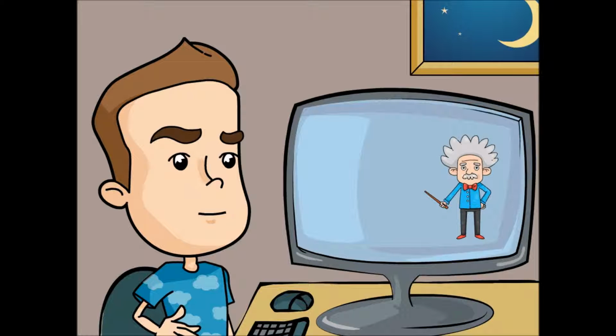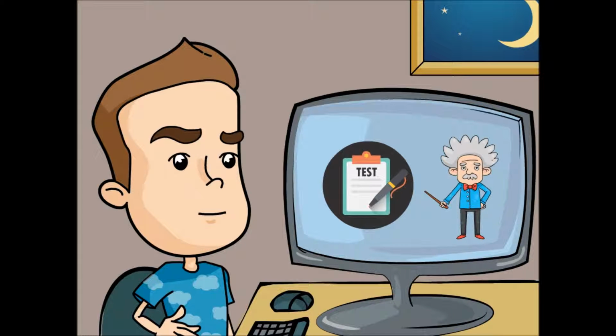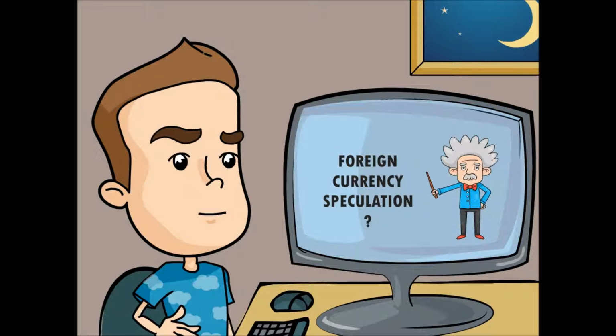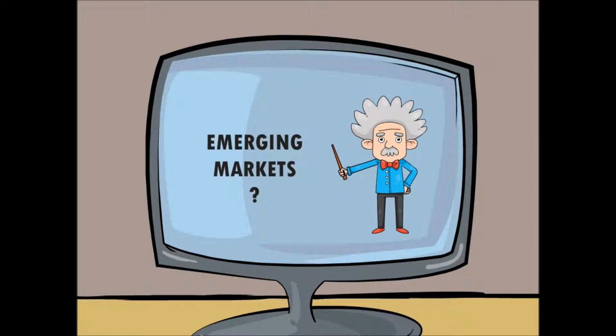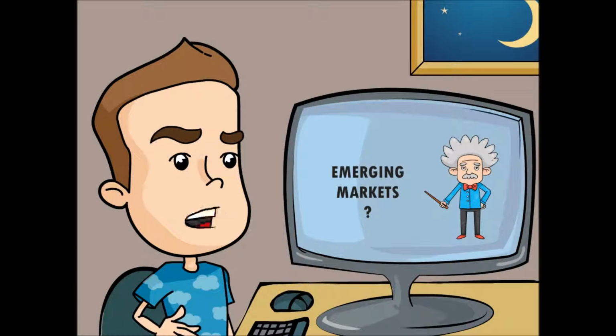Got it. Did you? Let's see. Which of the following was a major factor in the 2008 financial crisis? Foreign currency speculation? No? Right. What about emerging markets? No. Right. What about low-income housing? Yes. Well, you've learned what you needed to know for today.